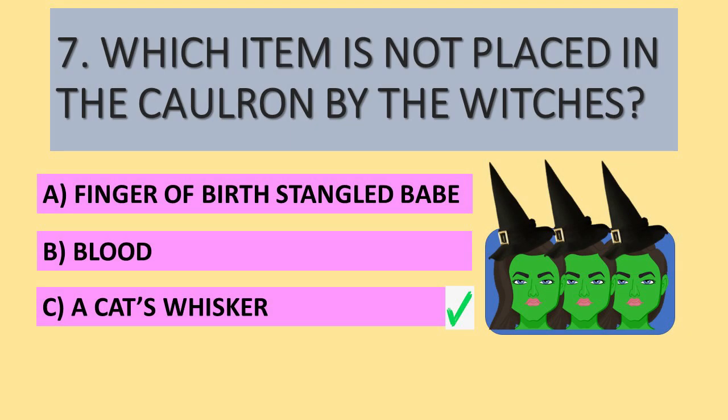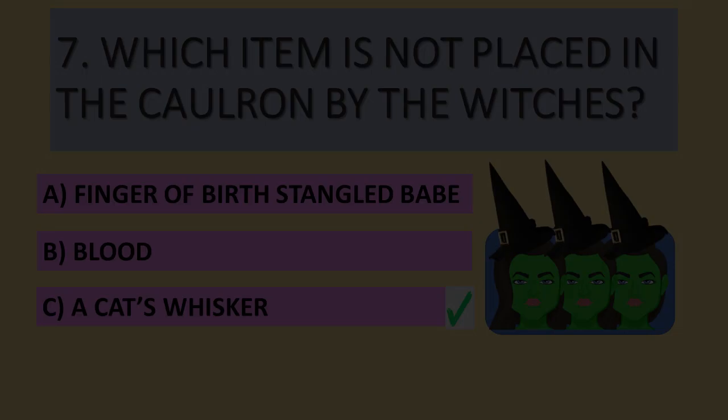Number 7, the item that is not placed in the cauldron by the witches is a cat's whisker. Blood is the final thing that's put in. By the pricking of my thumbs, something wicked this way comes. And then Macbeth appears, perhaps suggesting that he is more evil than all of those things put together.